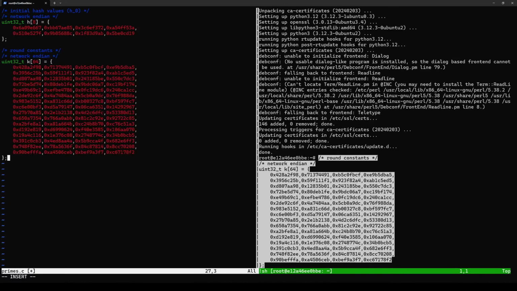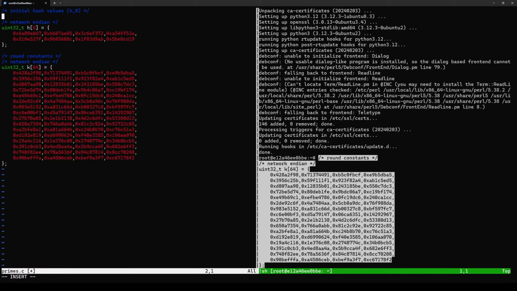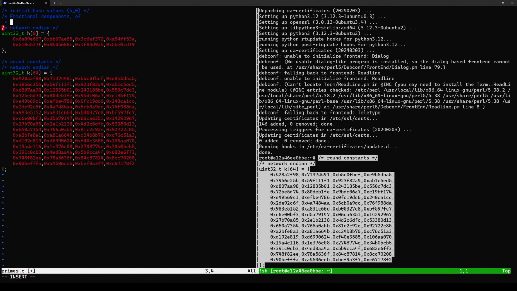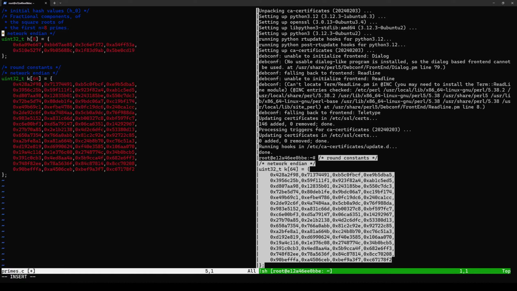Over here on the left-hand side of my screen, I have the initial hash values and the round constants. My understanding is these are, my insert mode, yes. These are the fractional components of the square roots of the first n equals 8 primes. Okay, and I'm going to get rid of that, and that. Okay.